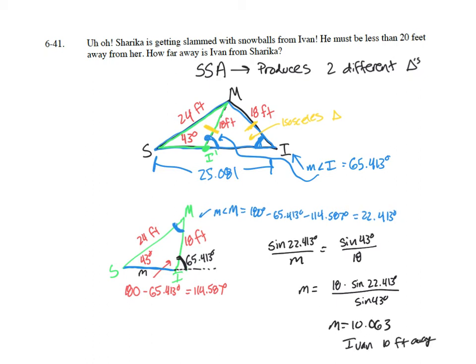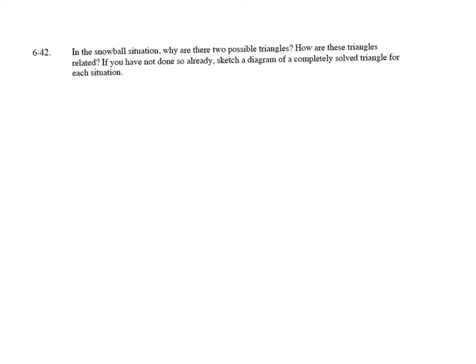And so we have this mysterious second triangle that is created, and the next problem is going to highlight how we can recognize that moving forward. So on problem 42, it says, in the snowball situation, why are there two possible triangles? Well, I'm going to respond to that in two different forms. First of all, side-side angle is not a congruence condition. Okay, thinking back to how you can show that two triangles are congruent to one another.